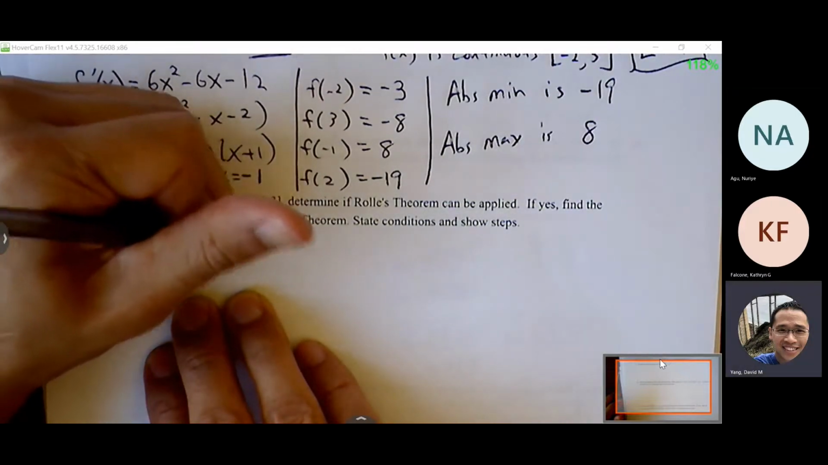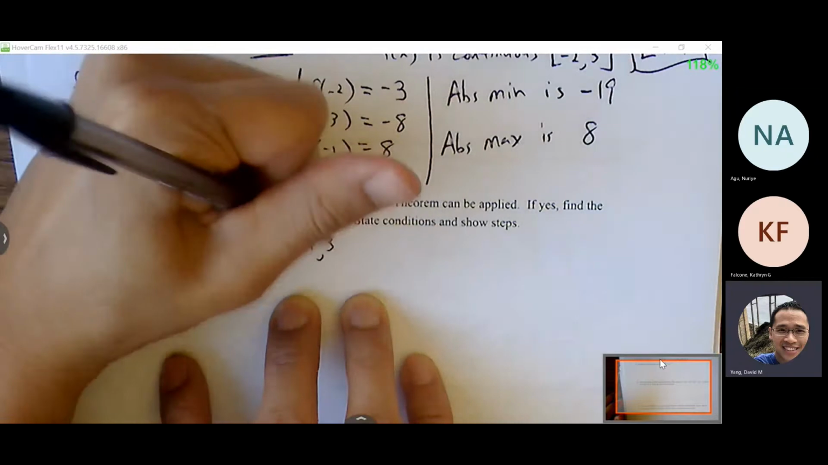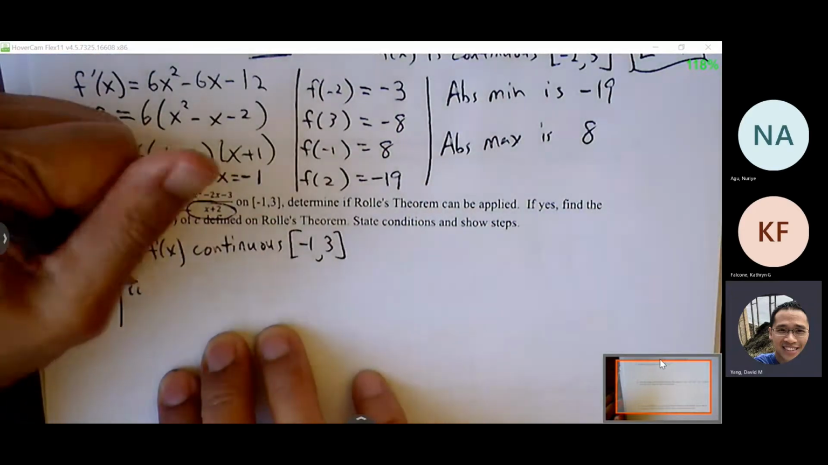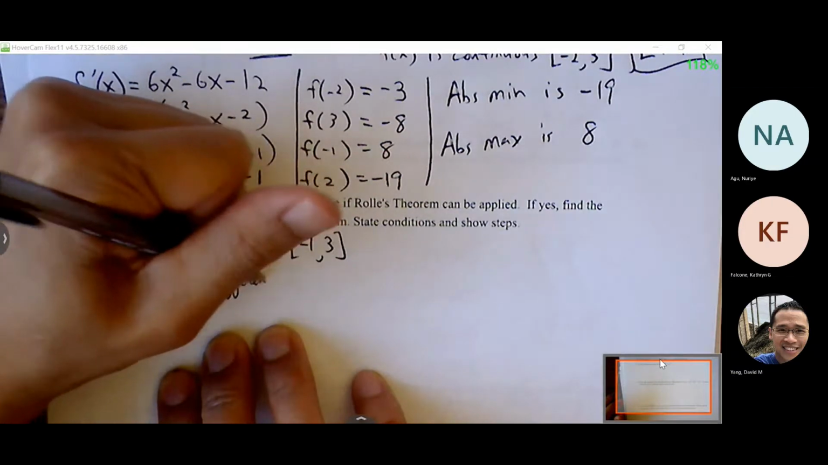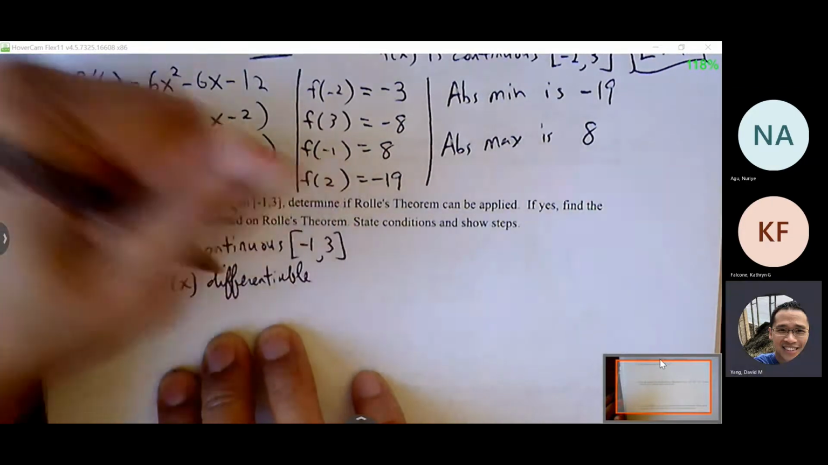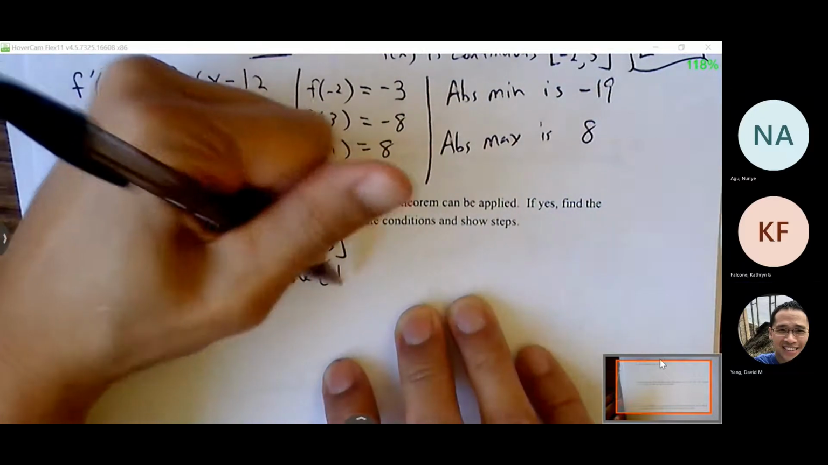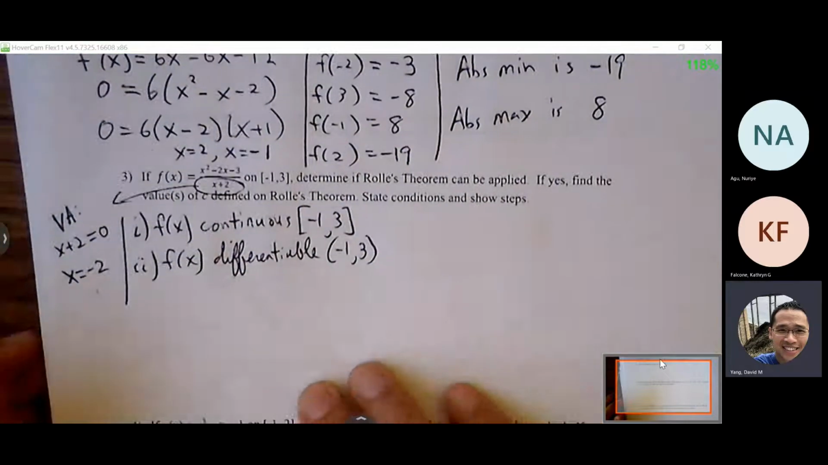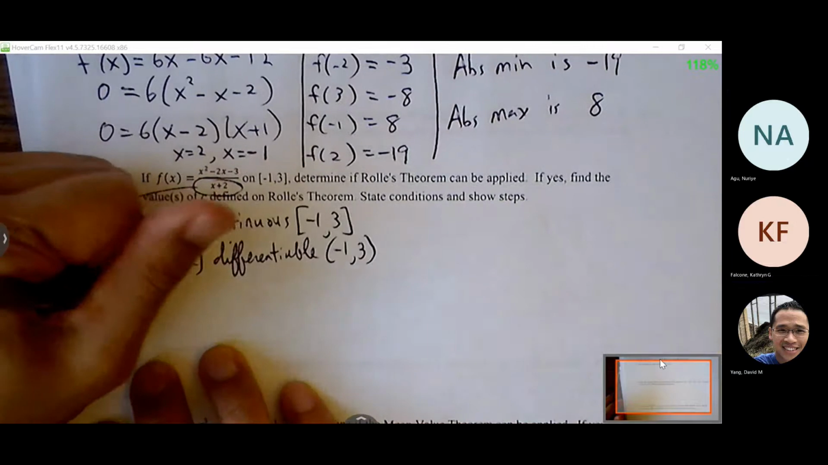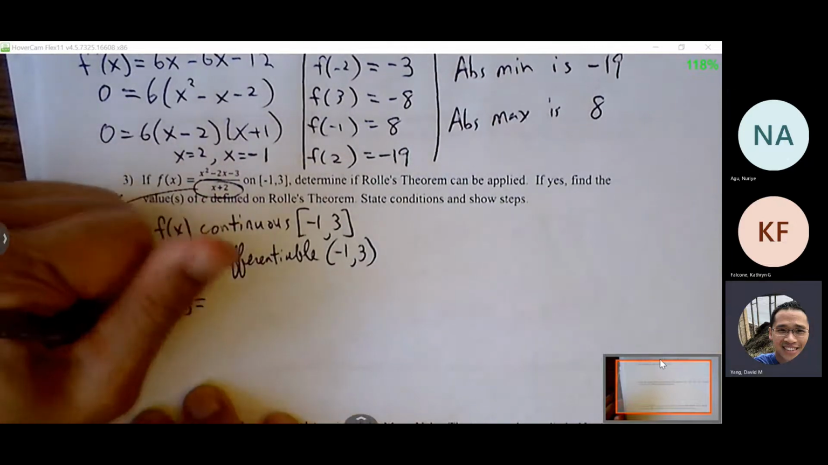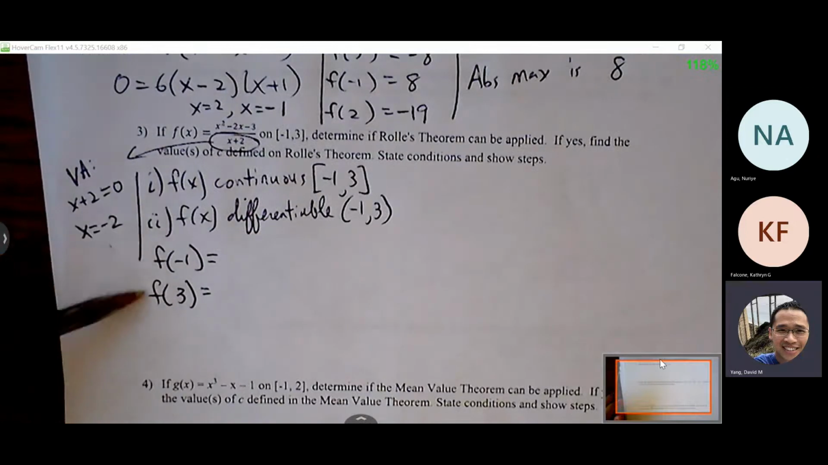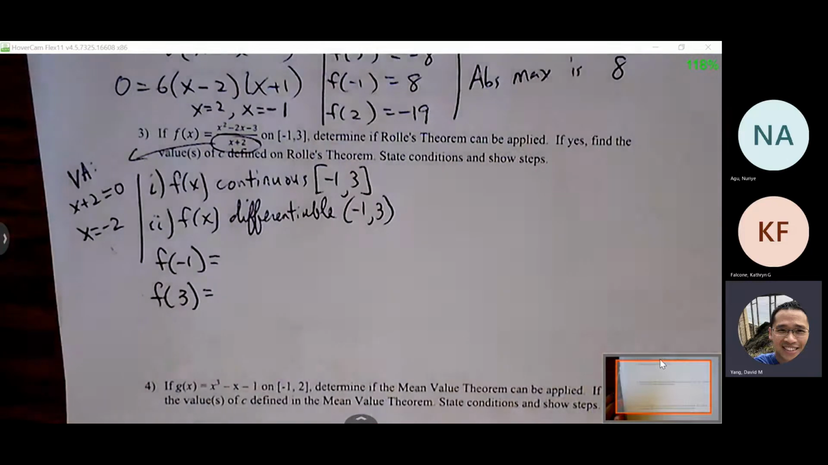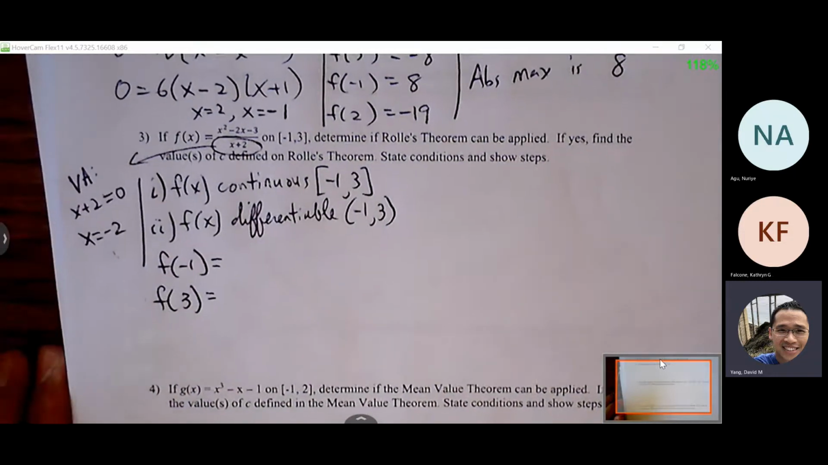All right, so let's state our conditions here. Continuity is with brackets. Differentiability is with parentheses. And now we bring on the endpoints. You're going to do the exact same things for the mean value theorem as well: continuity, differentiability, ordered pairs. Those things will not change whether you're doing Rolle's or the mean value theorem.